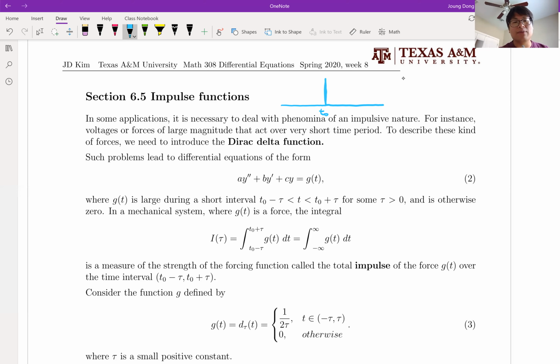For example, think about what situation will happen, which is a force of large magnitude that acts over a very short time. It's kind of like thunder, right?